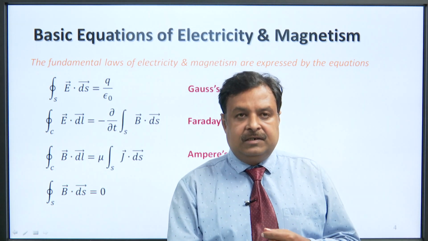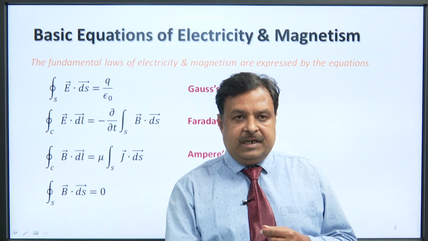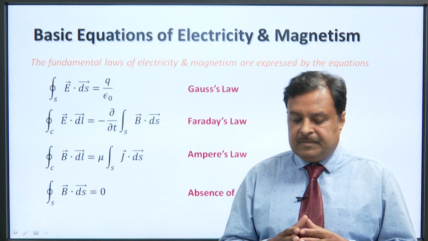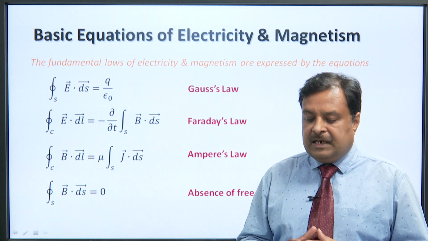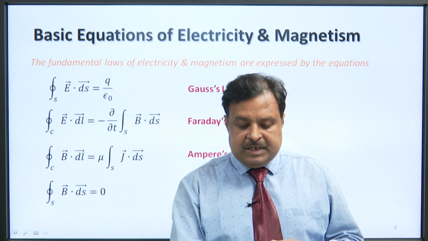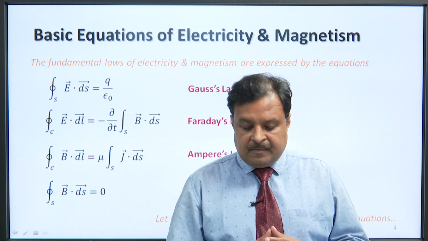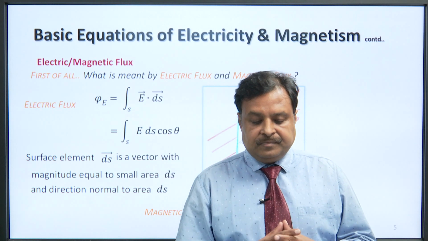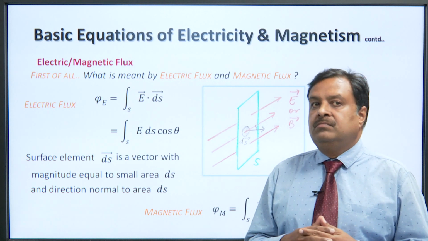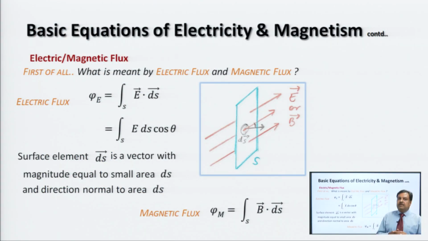Here on the left hand side you see the integration is closed integral, while on the right hand side the integration is not closed integral. We will understand what it means in the coming slides. Let us understand the physical picture of these equations. Before understanding the basic laws of electricity and magnetism, let us first understand what is electric flux and what is magnetic flux. What is meant by electric flux and magnetic flux?